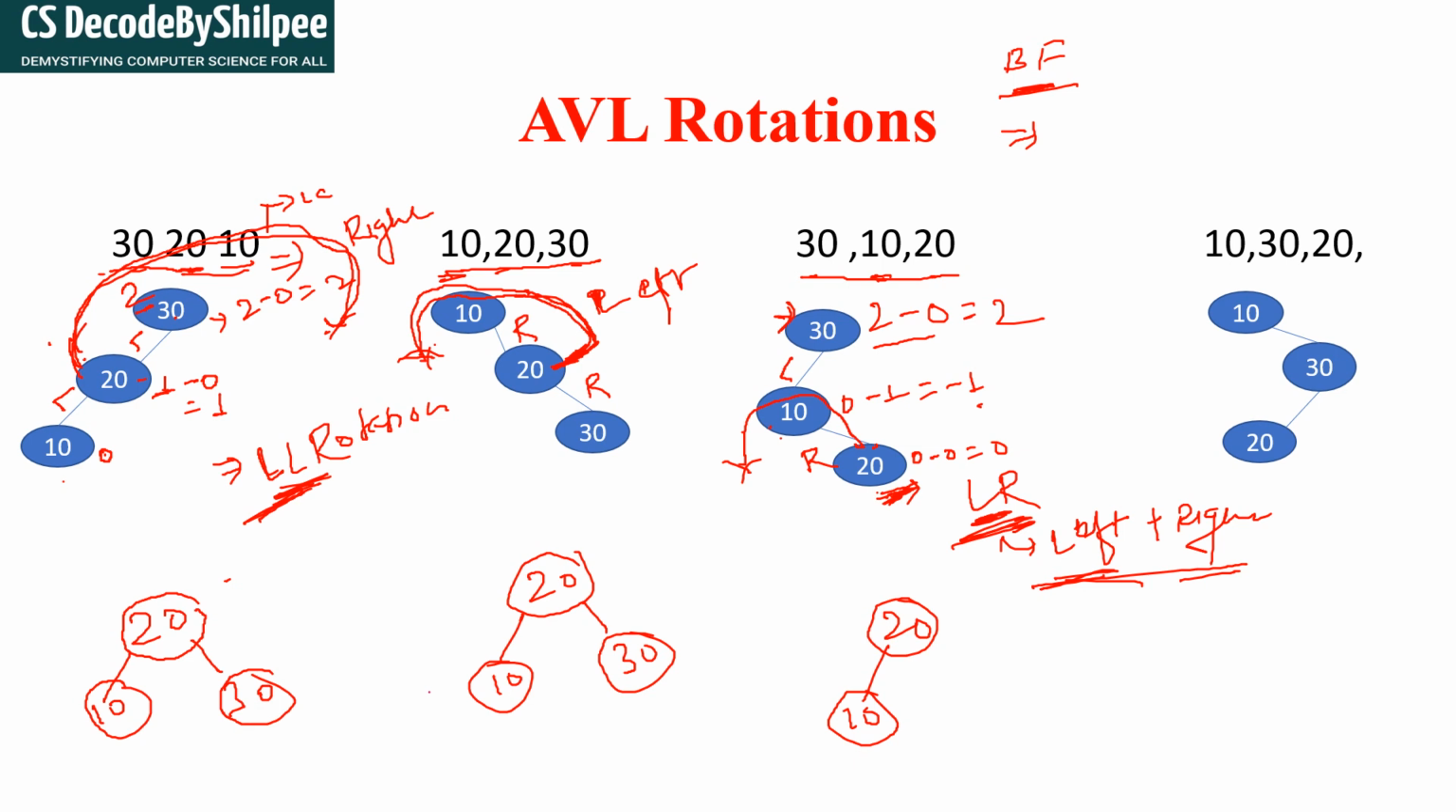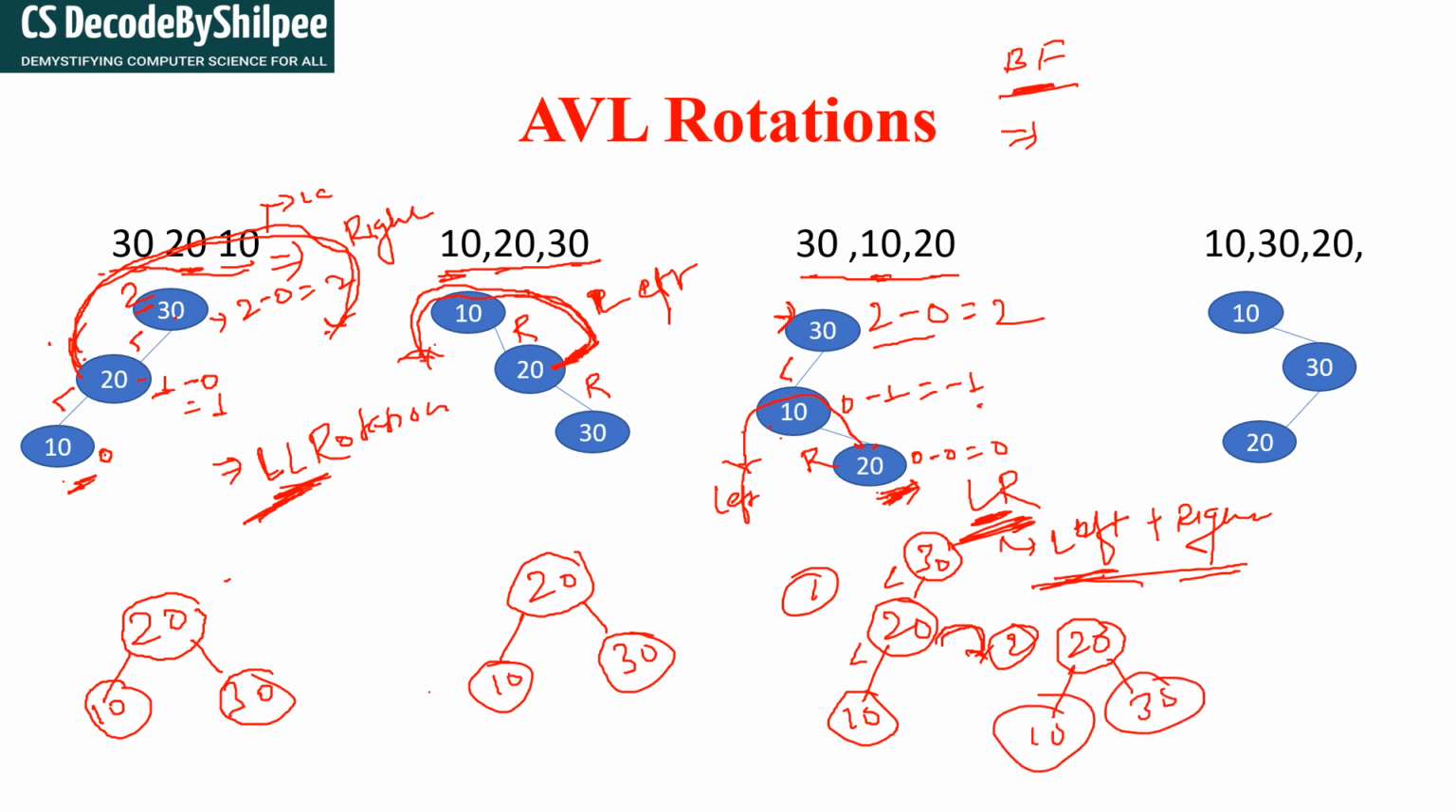20 will go up, and 10 will come down, and 30 is still there. So if you observe now, this has become LL. If it is an LL situation, what will you do? You perform a right rotation, and that too from the middle node. So this was the first step, and this is the second step, and after the second step we'll get the balanced tree, with 30 and 10 on either side. So this is called the LR problem.